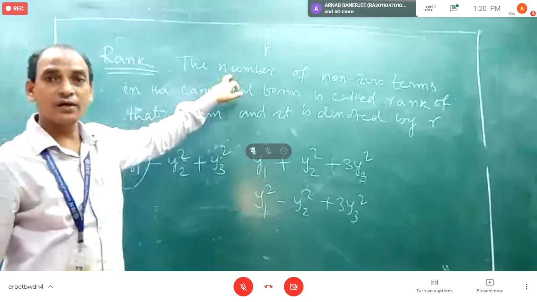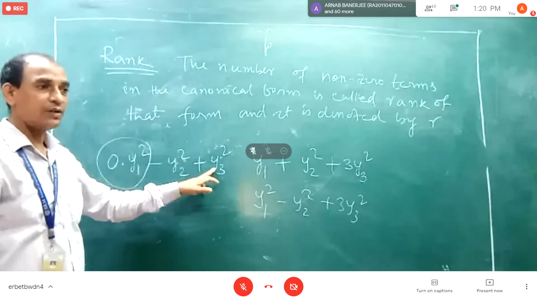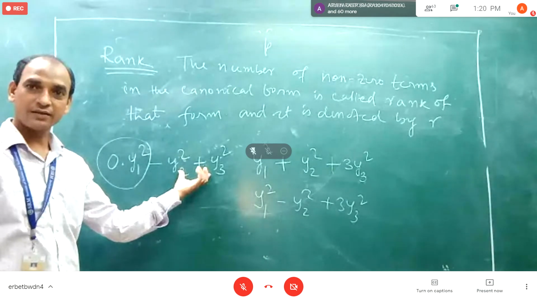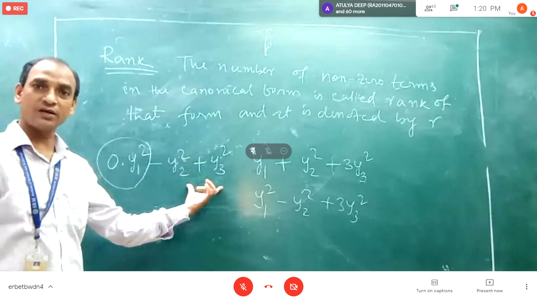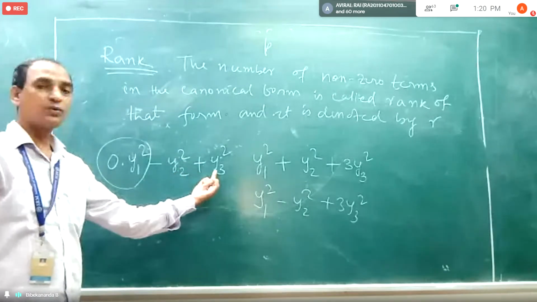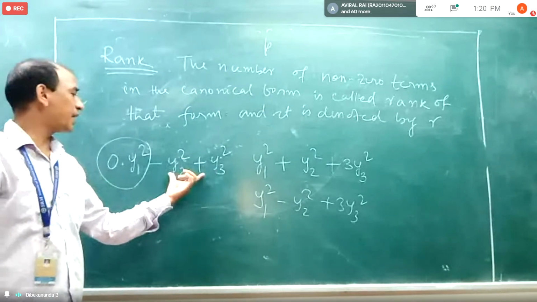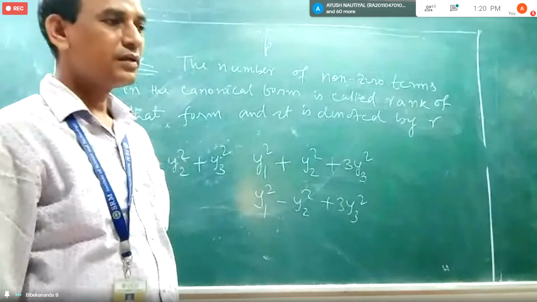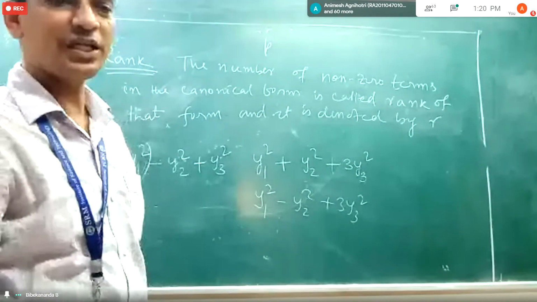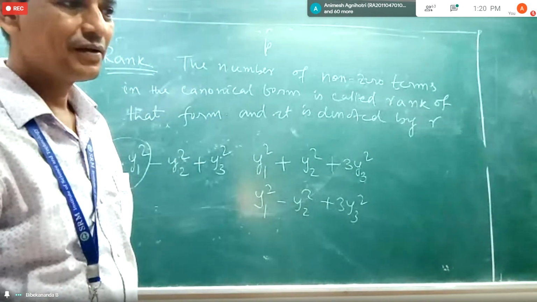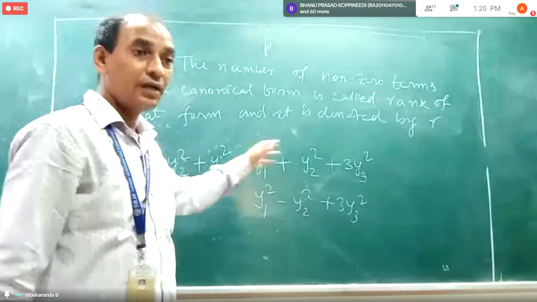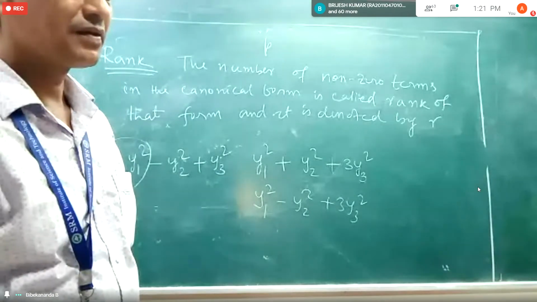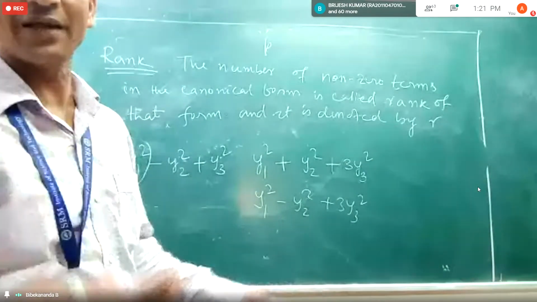We don't count the zero term. So there are two other terms, either positive or negative. These two terms are called rank. Number of non-zero terms is called rank. So two terms are there which are non-zero, so rank is 2. But what is your index? The index is 1, because there is only one positive term. Is 0 positive or negative? Nothing, sir. We cannot determine the sign of 0.